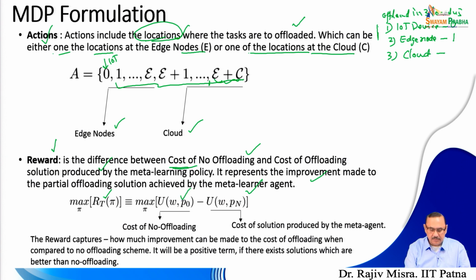Here, this becomes the reward of no offloading, that is 0, meaning no offloading, it will be done on that particular device. Otherwise, this is the location, that is the solution produced by the meta agent in this case. So, the reward captures how much improvement can be made to the cost of offloading when compared to the no offloading scheme. It will have positive terms if there exists a solution which is better than no offloading.